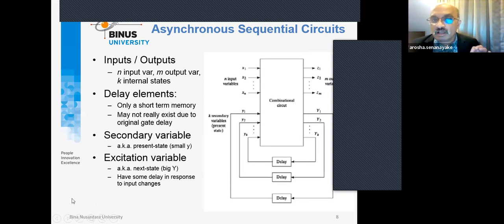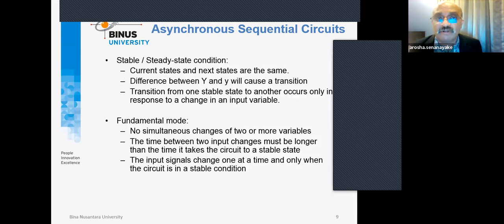So the important difference in this case is about the states, next state and present state. That leads to so many complications when it comes to circuit design, but it is a very useful tool for many applications in the actual real world. Importantly, we have to understand two important things here. What is that?